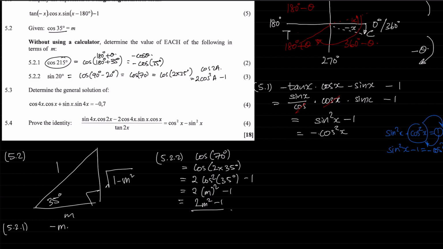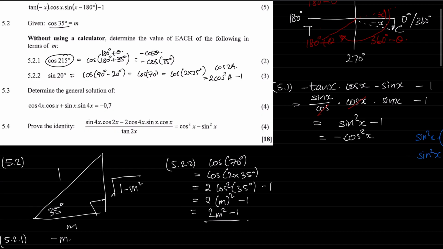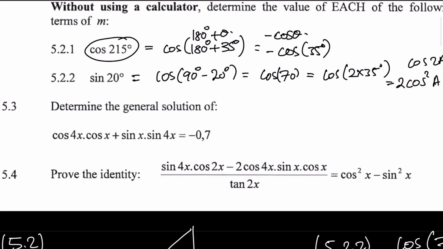Okay, question 5.3. Determine the general solution of this long, crazy equation. So let's look at this. I'm seeing 4x and 4x, and I'm seeing x and x. So I'm thinking maybe cos of a plus b, maybe cos of a minus b. We're not sure yet. We may need to rewrite it a bit.